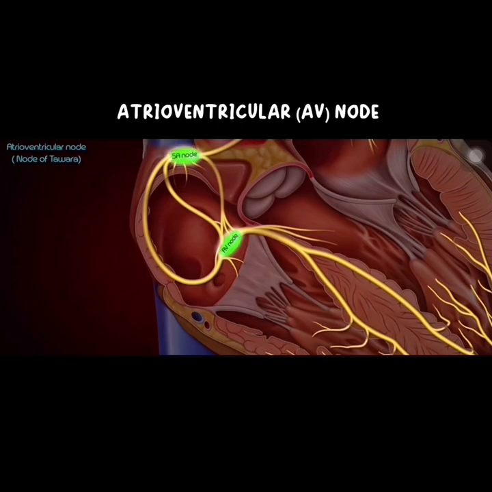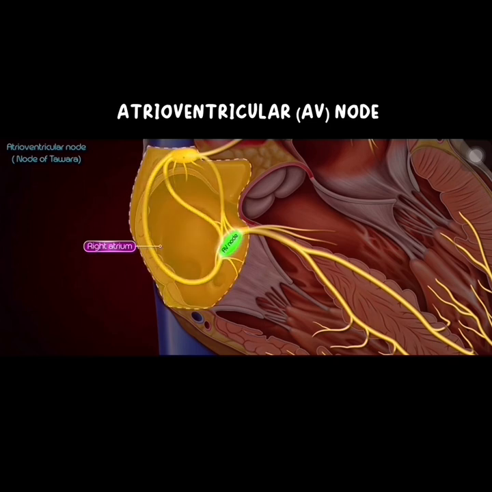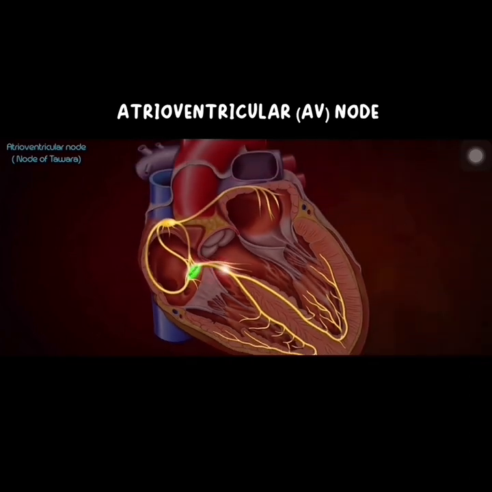The atrioventricular AV node, also known as the node of Tawara, is smaller than the SA node and is located in the lower part of the atrial septum, just above the attachment of the septal cusp of the tricuspid valve or the opening of the coronary sinus. It conducts the cardiac impulse to the ventricles by the bundle of His. The AV node is capable of generating impulses at a rate of about 60 per minute.